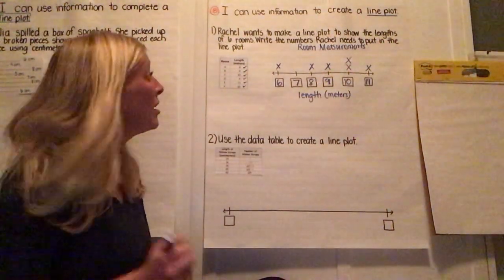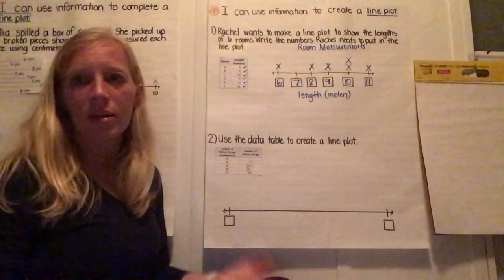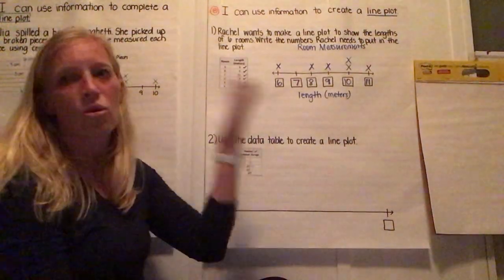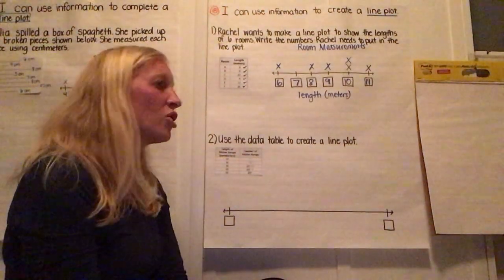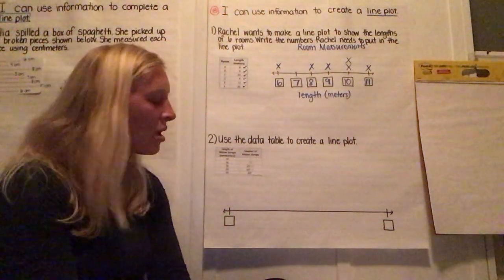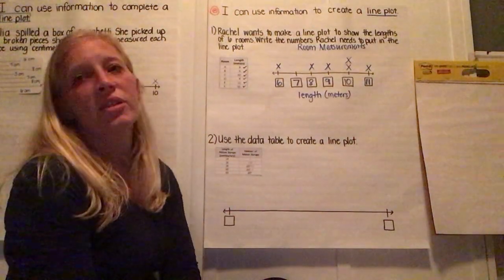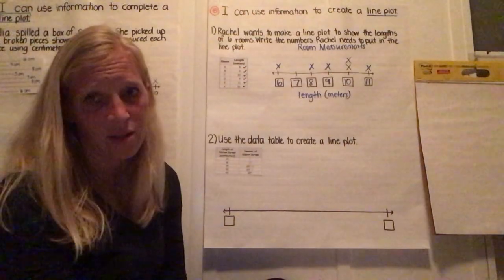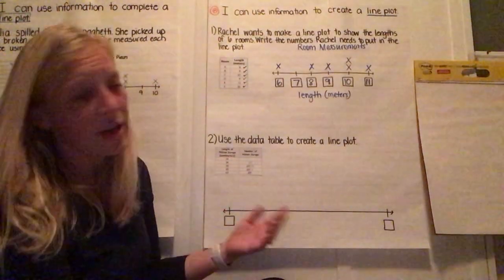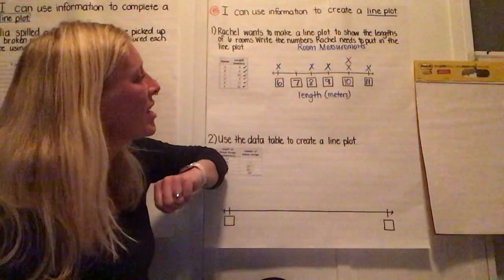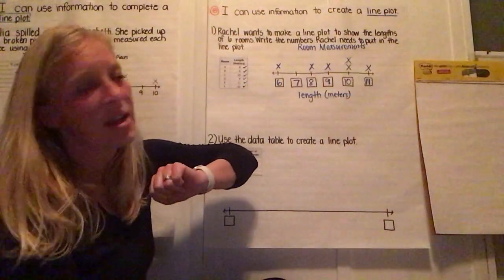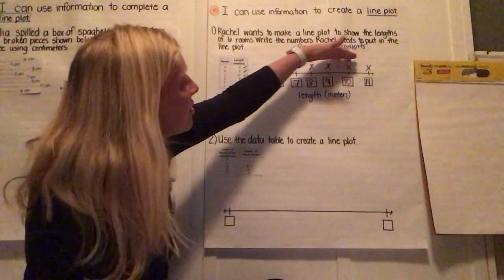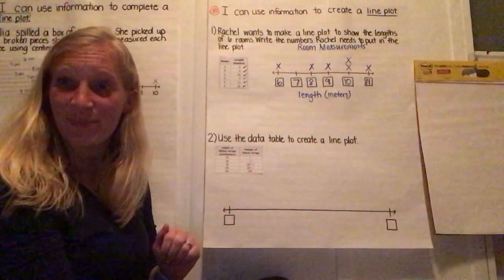Remember, a line plot is a way to organize groups of measurements. Okay, so this is room measurements. Before we had crayon measurements. We've had measurements of spaghetti. We've had measurements of sea lions. We've had measurements of all sorts of things, but they're all measurements, right? This is no different. And when we look at this data, we can see that there's 2 rooms that are 10 meters long, which is more than the others because it's taller than the rest.